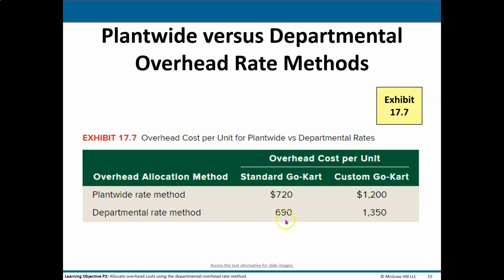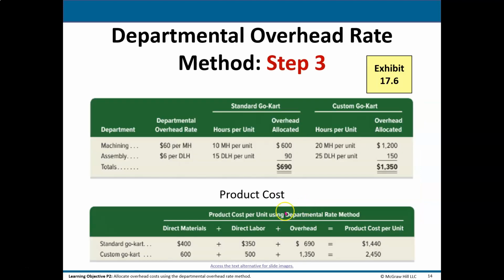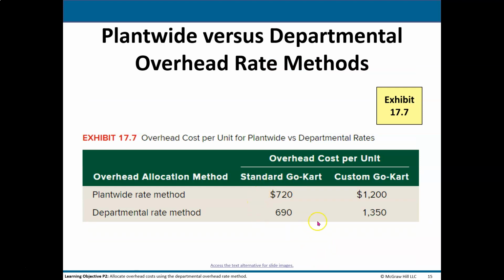So when we do these three methods, we're going to get a different overhead cost per unit. Now, direct materials and direct labor costs will be the same no matter what method of overhead we use. Why? Because we're still going to use the same amount of materials and the same amount of labor to make the product. So the only question is, how do we allocate that overhead? And we see now there's a difference in choosing a plant-wide rate and a departmental rate.